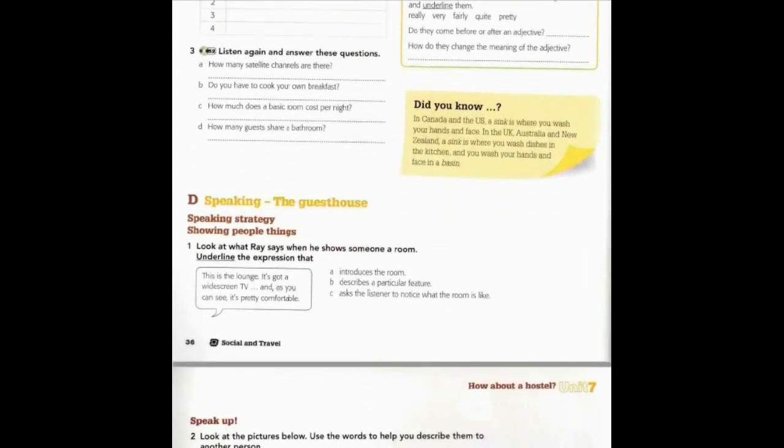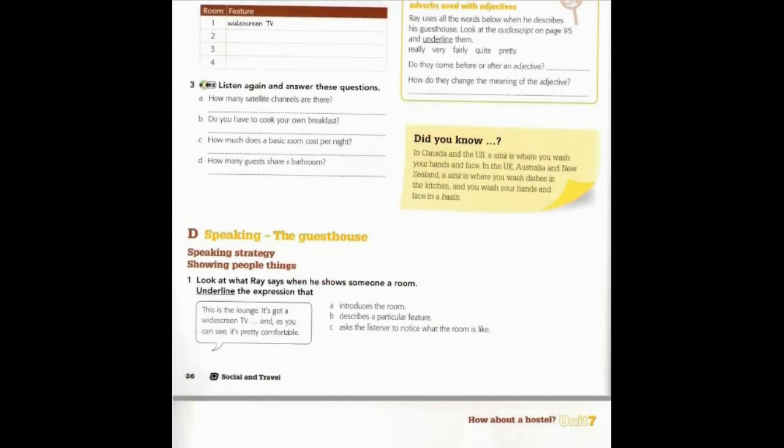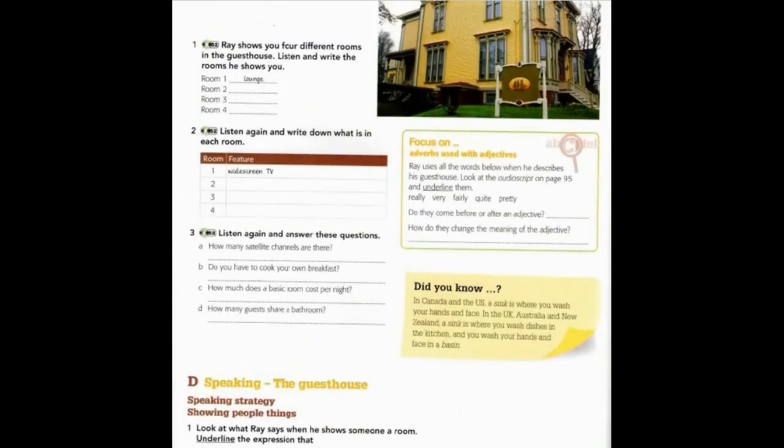So here are the things that we can focus on. Focus on the adverbs used with the adjectives. There are some points that we need to know in terms of the adverbs and the adjectives. Ray uses all the words below when he describes his guest house. Look at the audio script on page 95 and underline them. Really, very, fairly, quite, and pretty.